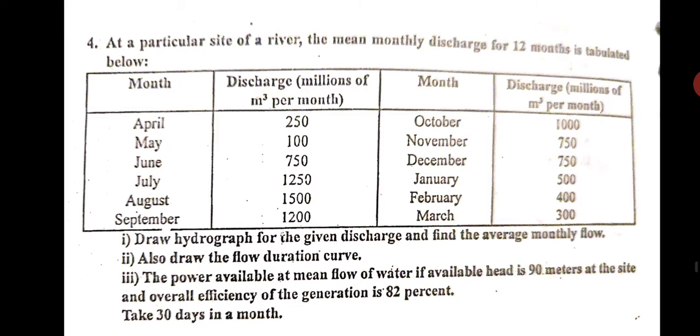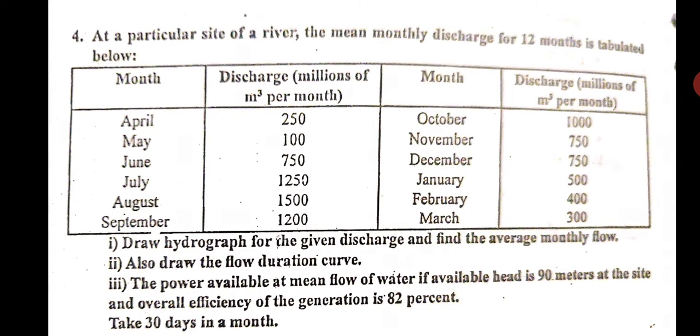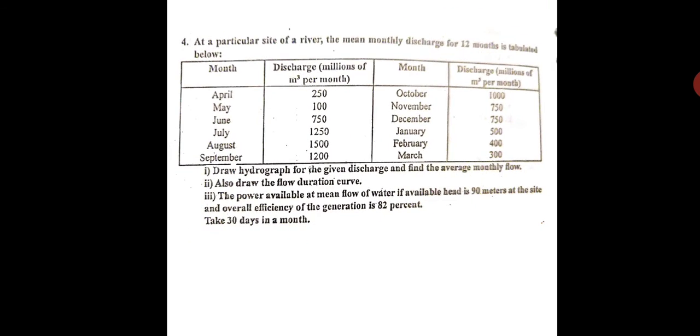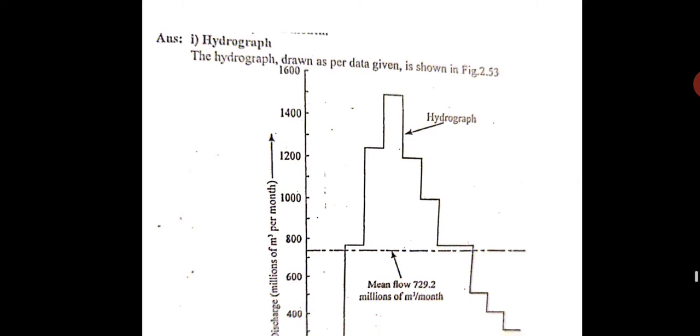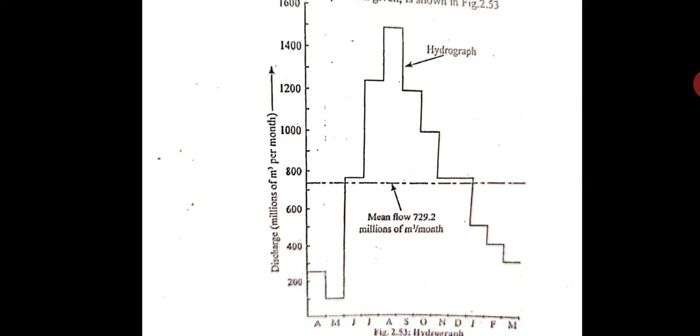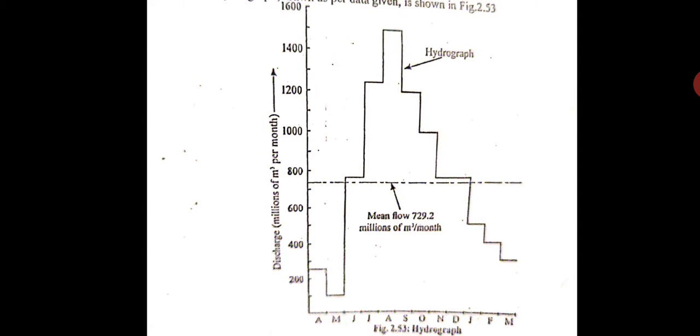Now here you can see the minimum value is 100 in the month of May and maximum is 1500 in the month of August. There is no zero here, there is some discharge for all the 12 months. So now we will draw the hydrograph. As per the data given, in the hydrograph the x-axis we are plotting months.